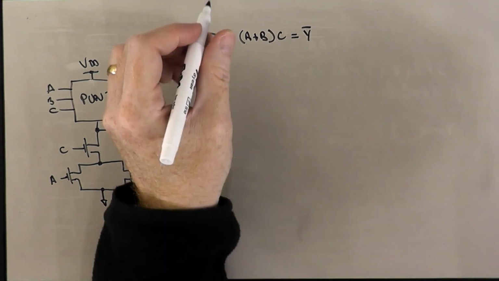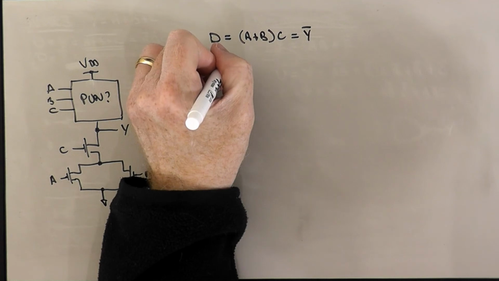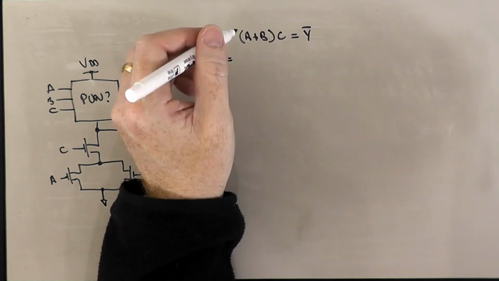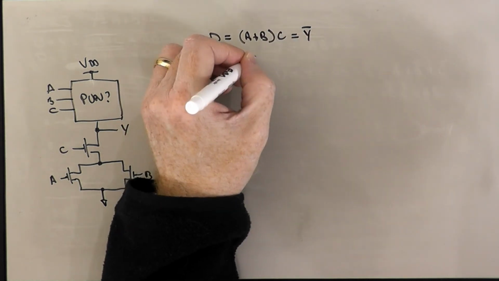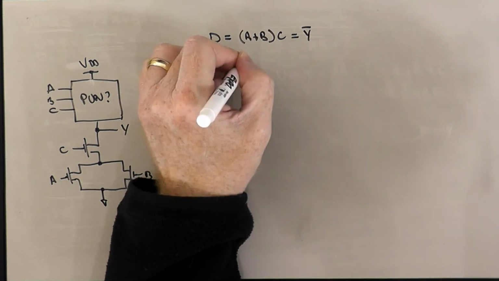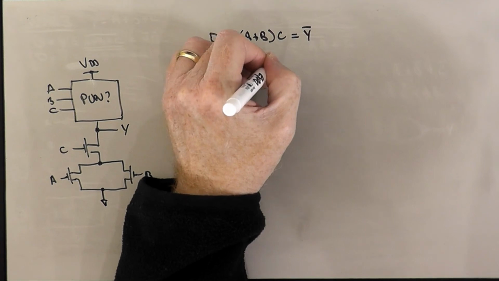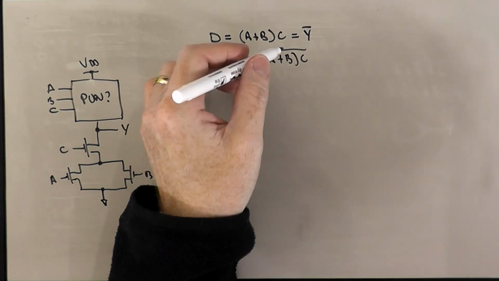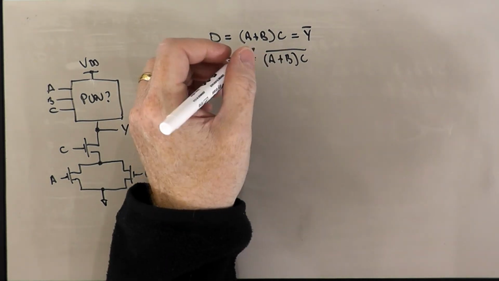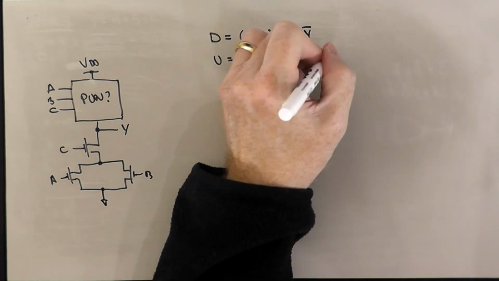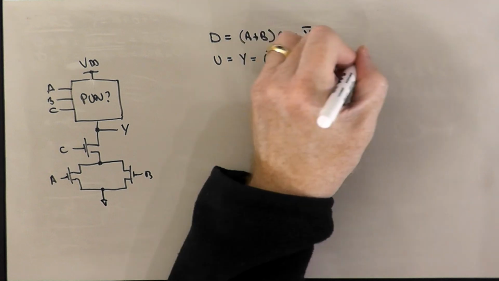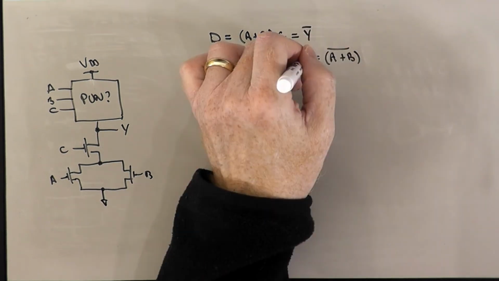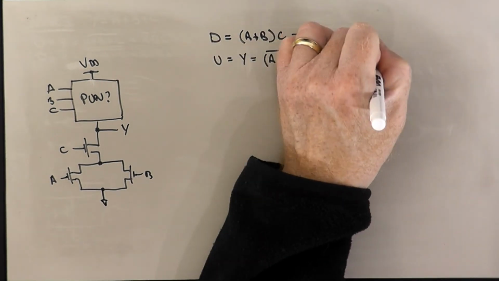Okay? That means that U should be the complement of this. And so U should equal Y, which means this should equal A or B ANDed with C with an overbar over the whole thing. And so again, we can use De Morgan's law. We can push this down one level and write this as A nor B ANDed with C bar. I'm sorry, AND becomes OR, and so this becomes ORed with C bar.